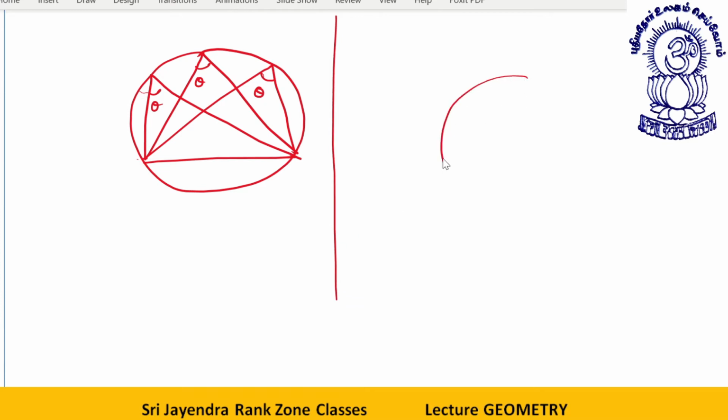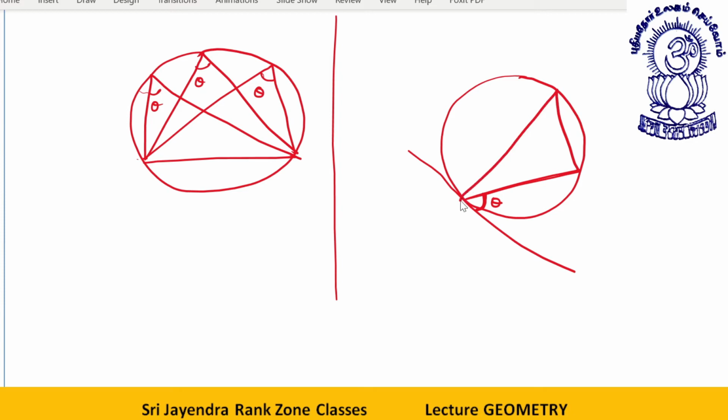The other property is, suppose this is a circle, this is a tangent, and this is a chord. If the tangent and chord make an angle theta at this side, then whatever angle this chord makes on the other side of the circle, in the alternate segment, will be equal to this angle theta. This is the second property.